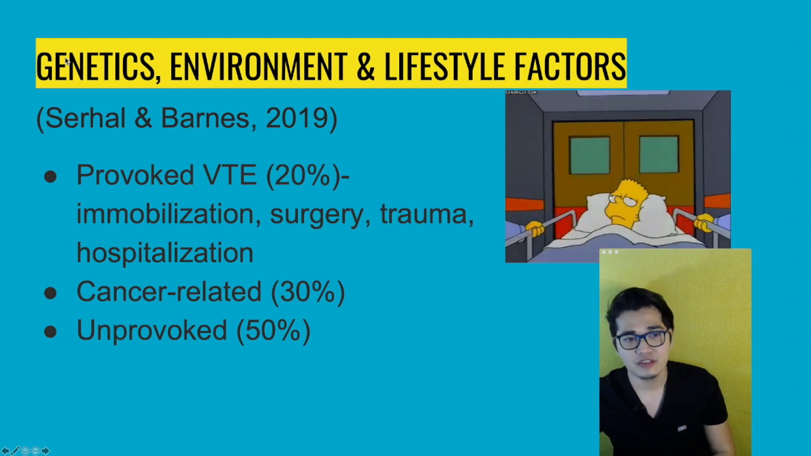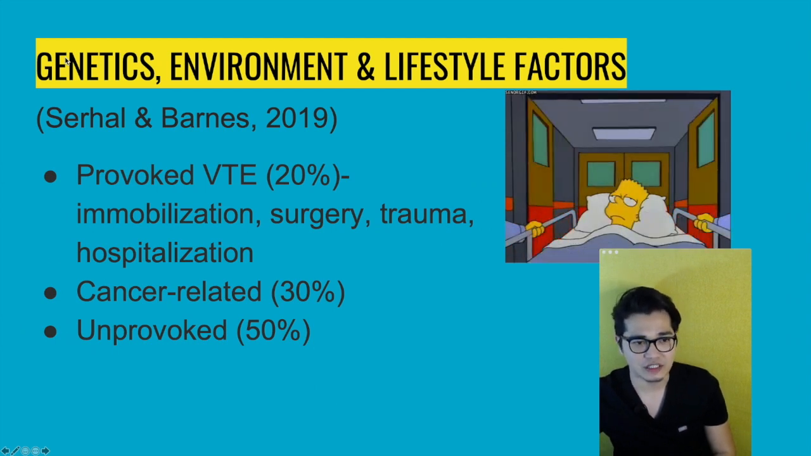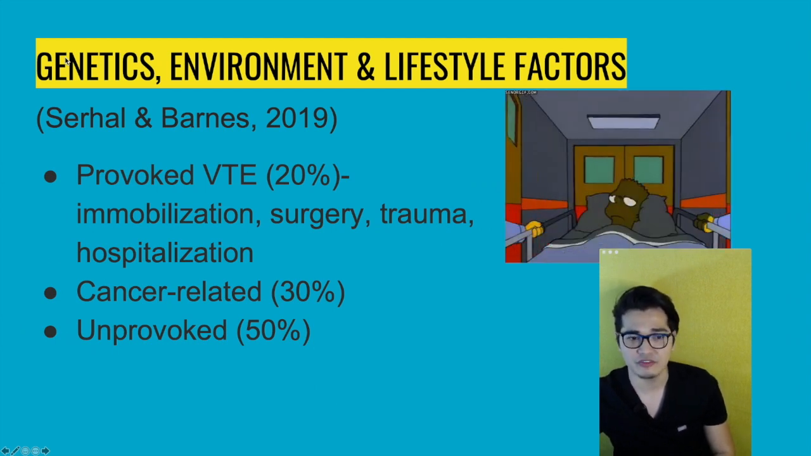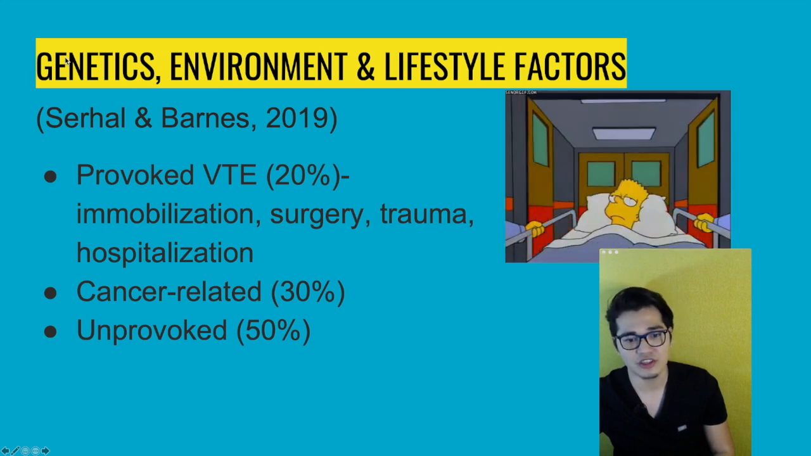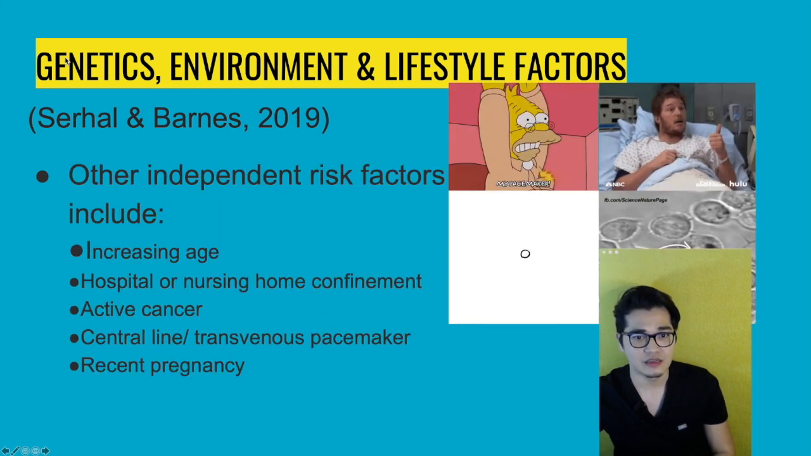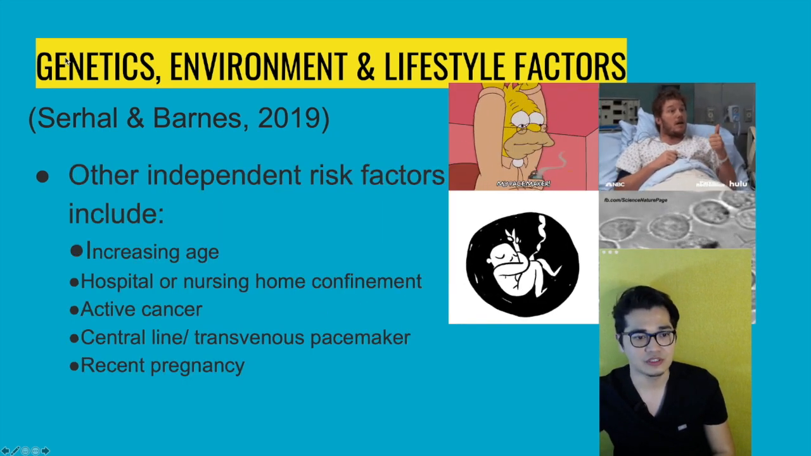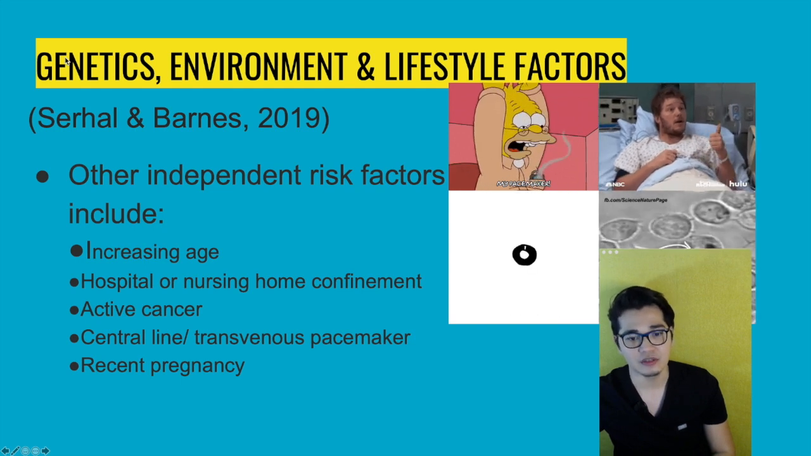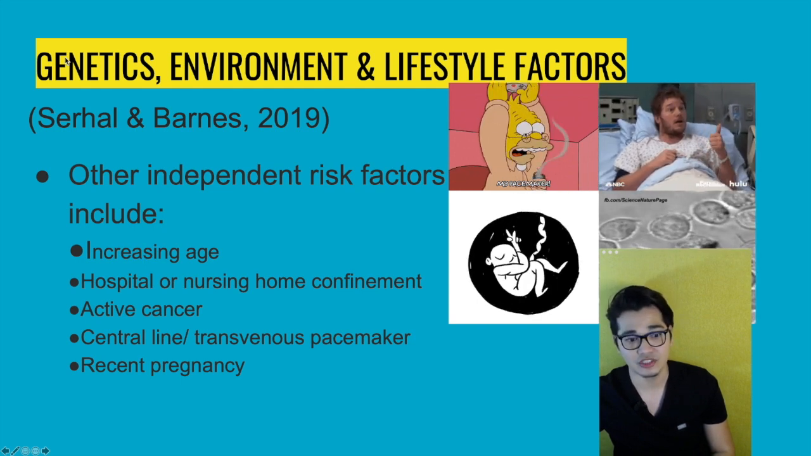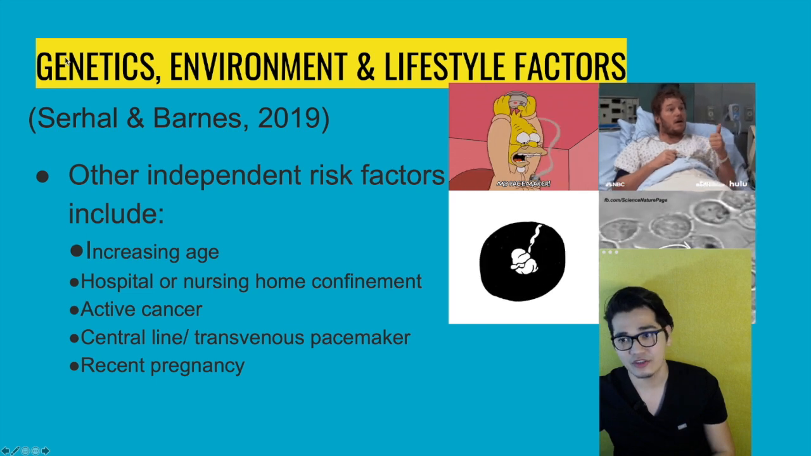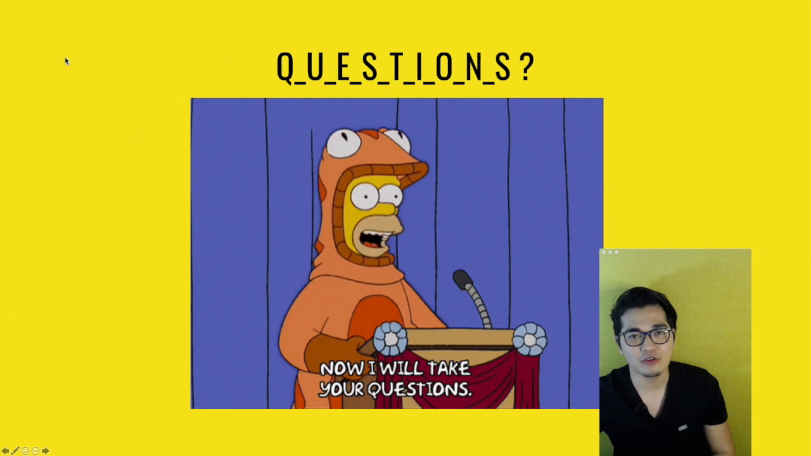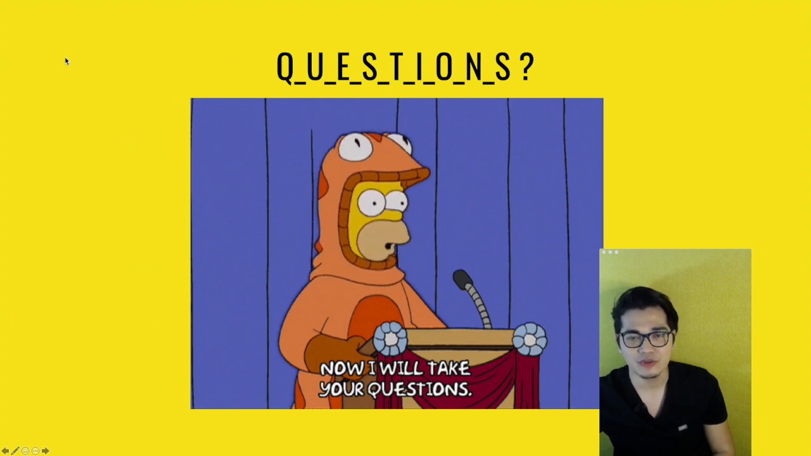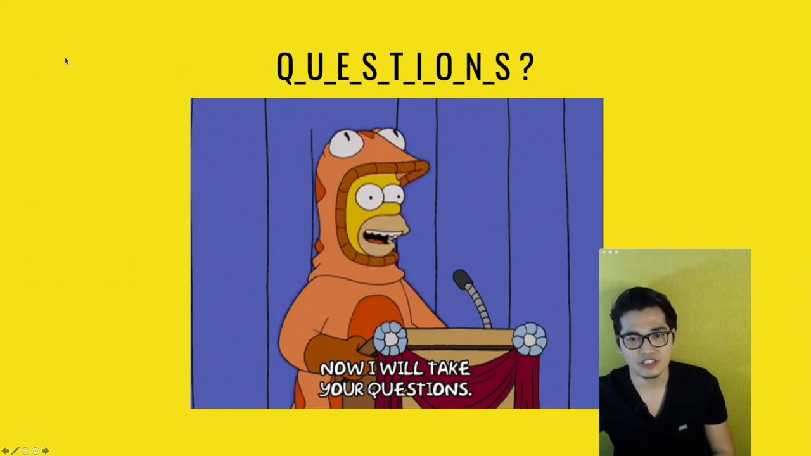Types of PE and VTE include provoked VTE, coming from trauma such as surgery, hospitalization, or immobilization. 30% are cancer-related, 50% are unprovoked. Other independent risk factors include increasing age, hospital or nursing home confinement, cancer, central line transvenous pacemaker placement, and recent pregnancy.